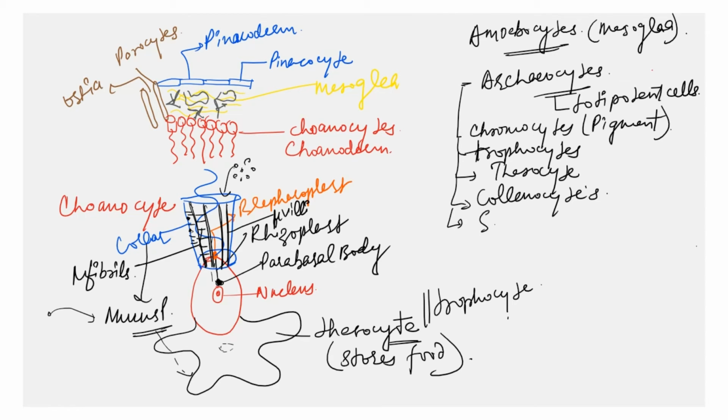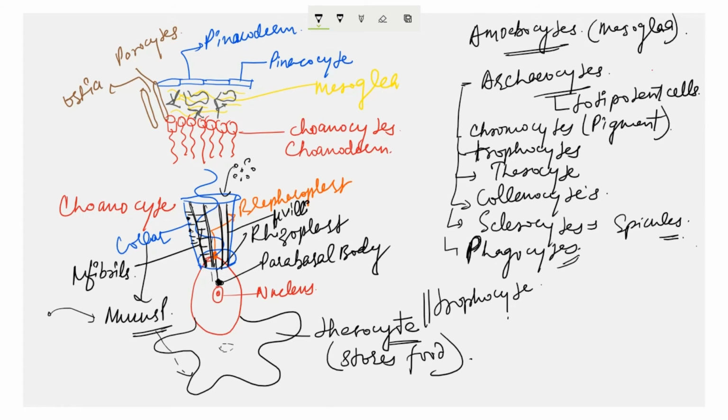Then we have sclerocytes. They produce the spicules, which also provide strength to the sponge body. And then we also have phagocytes. They destroy the damaged cells.